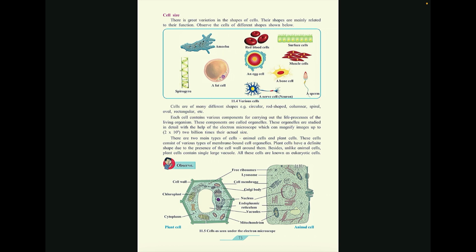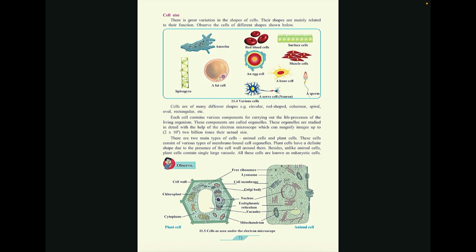Okay, so each cell contains various components for carrying out the life processes, and that we are going to see now. Okay, so which components are these? Here plant cell and animal cell are given. So with the help of comparison, we can see which components are present in plant cell and which components are present in animal cell.